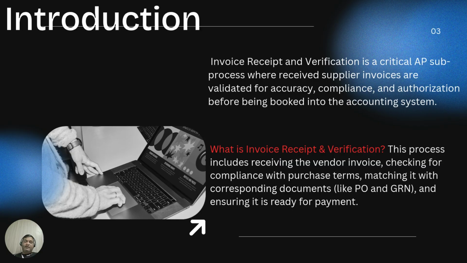Invoice receipt and verification is a critical AP sub process where invoices received from suppliers are validated for accuracy, compliance validation, and authorization before being booked into the accounting system. One of the common questions that you can expect is: what is the invoice receipt and verification process? The way it can be explained is this: the process includes receiving the vendor invoices, checking for compliance with purchase terms, matching with the corresponding documents like PO and GRN, and ensuring it is ready for payment before it is booked into the system.